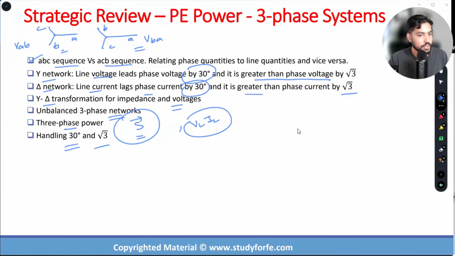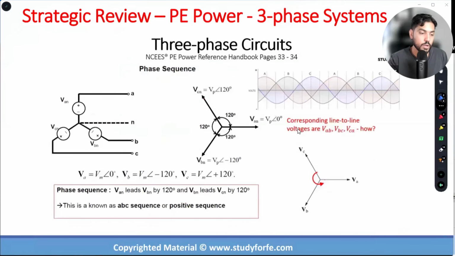Handling square root 3 and 30 degrees, that is super critical, and that brings us to the concept of the delta and the Y transformation, okay? So phase sequence, very quickly, this is what I was mentioning, and we've discussed this at length in the on-demand as well as live training.